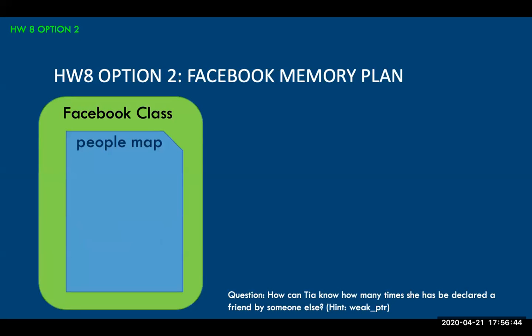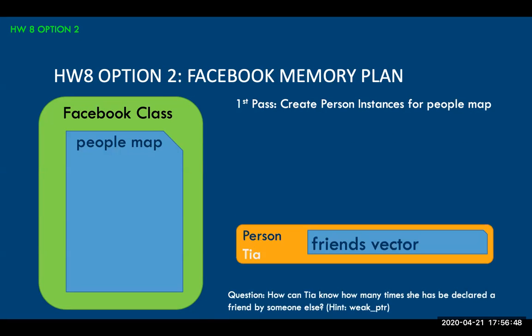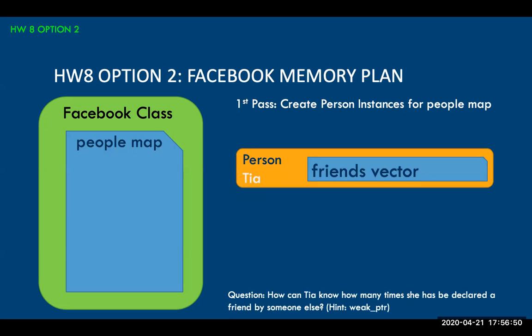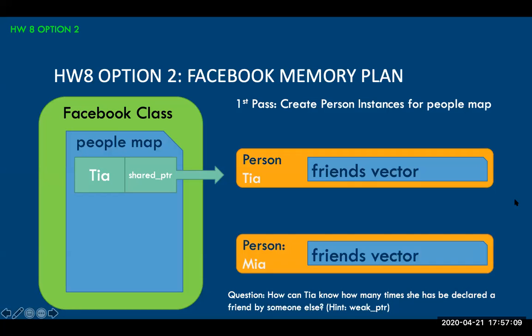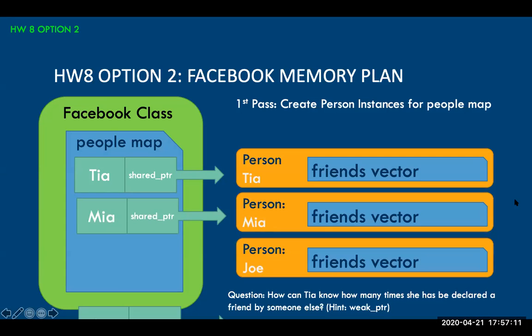So we have this people map, right? And the first pass we can do is we can create instances for everybody. And we have our empty friends vector of shared pointers to other person records, right? And there's our Tia key-value pair, right? The key is Tia and the value is the shared pointer itself, which points to a person instance, right? And we build all those things.